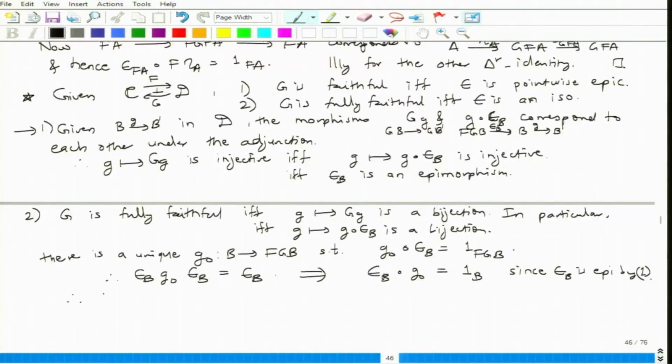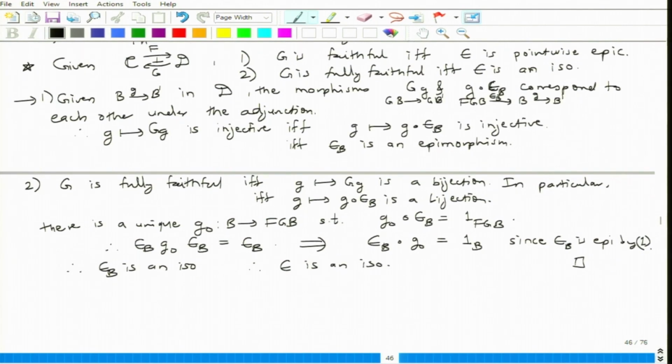Okay, so therefore epsilon B is an iso, and therefore epsilon is an iso. End of the story. So an epi which is split mono is always iso. Yes. Split mono plus epi is an iso, split epi plus mono is an iso. Yes. Any questions?